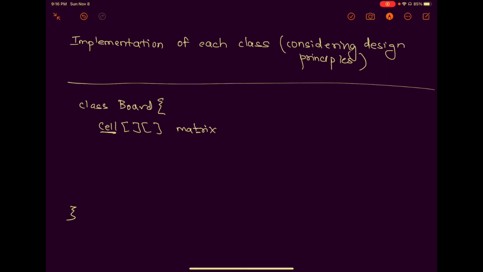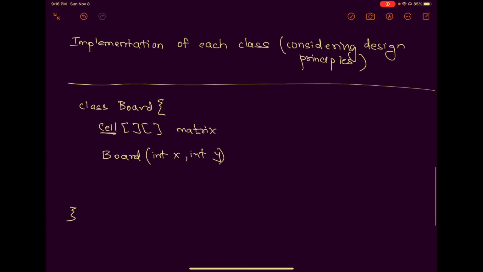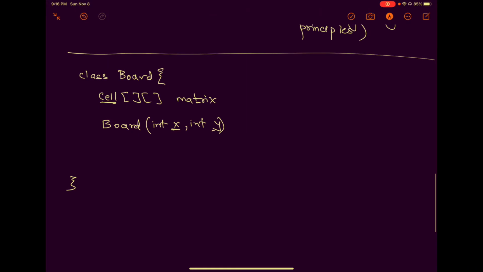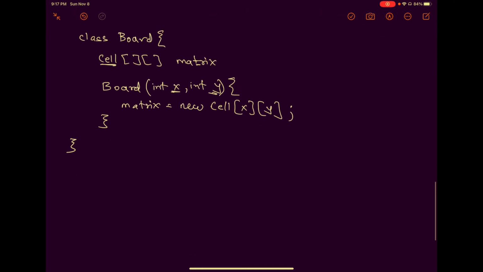So we will define this class cell separately, and we can just have a simple constructor over here, which could take the x and y. This x and y is nothing but the sizes for the x and the y coordinates. So in this constructor, we could just define the matrix. So the matrix would be equal to new cell x comma y. So that's what the board class would look like.